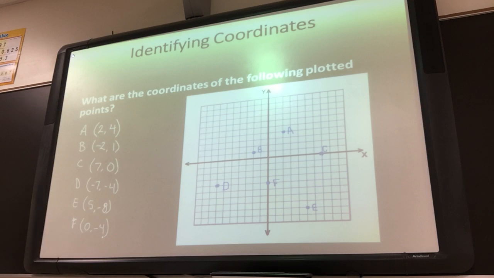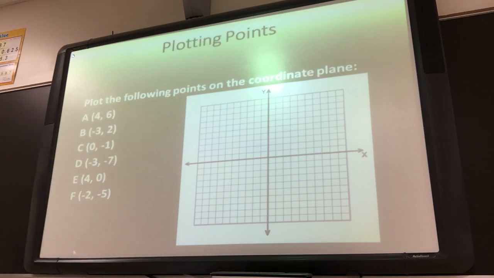So if you're on the y-axis, the x-coordinate is going to be 0, because you haven't moved any on the x-axis. Okay, so any questions about picking what points we have? All right, so we're going to do the opposite now. They give us the points, and we're going to go and plot them on this graph.